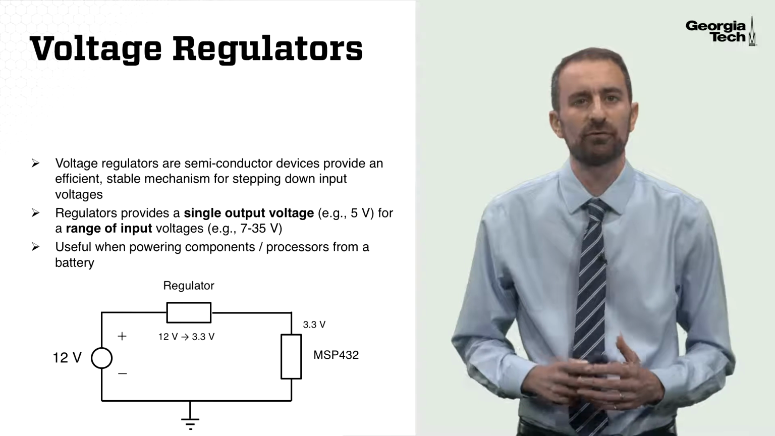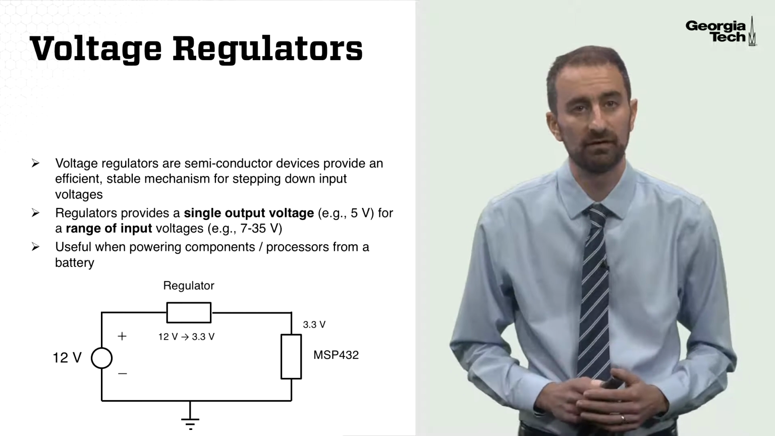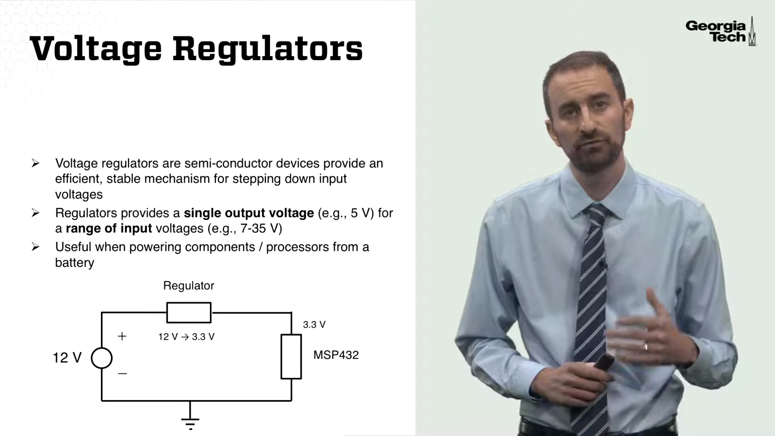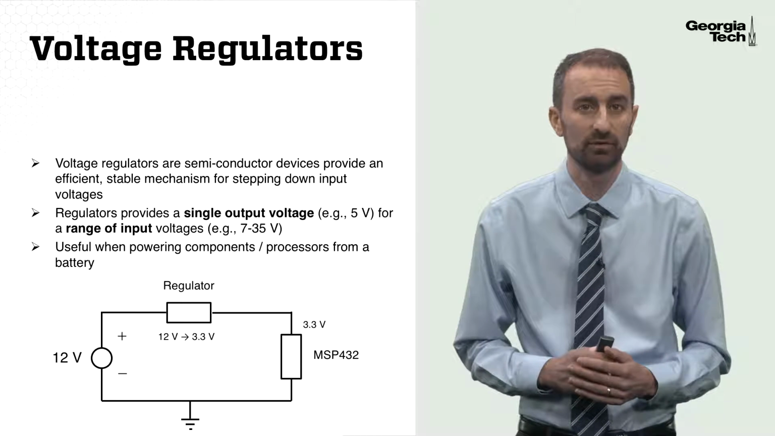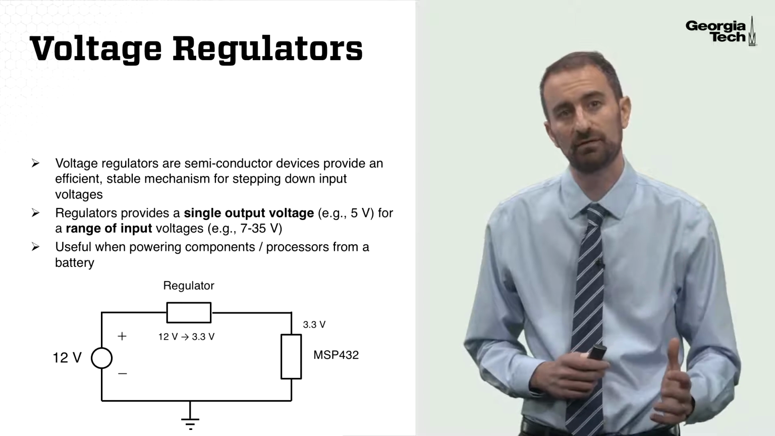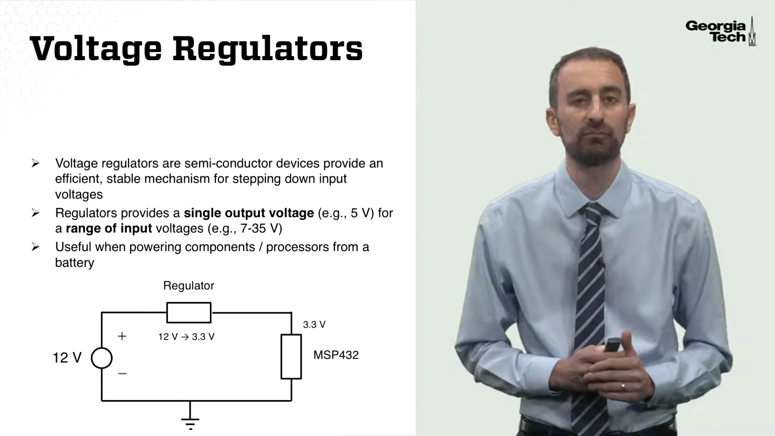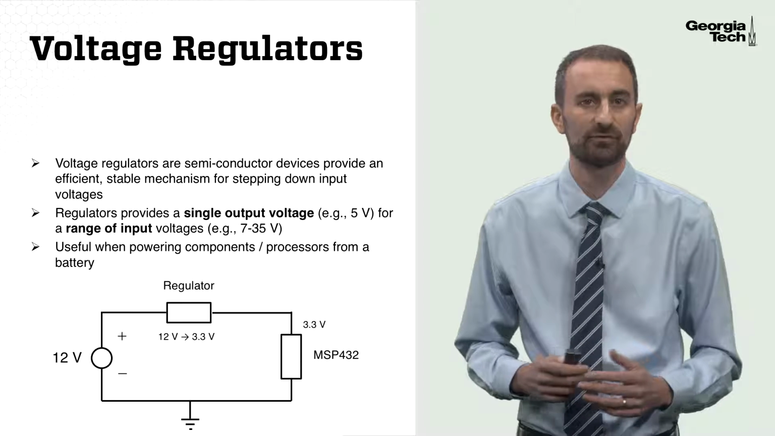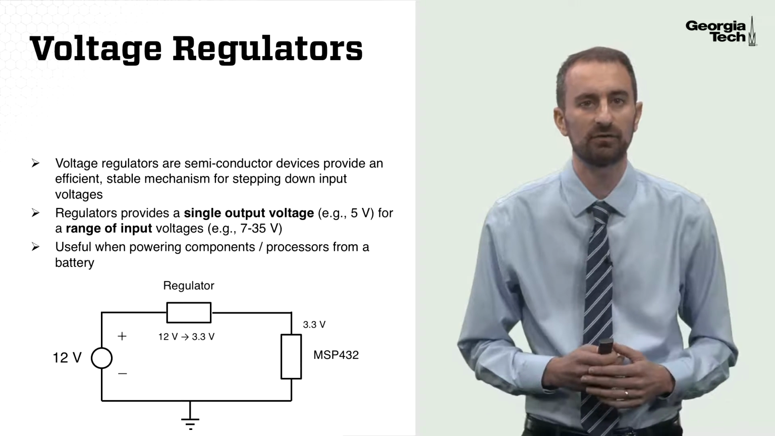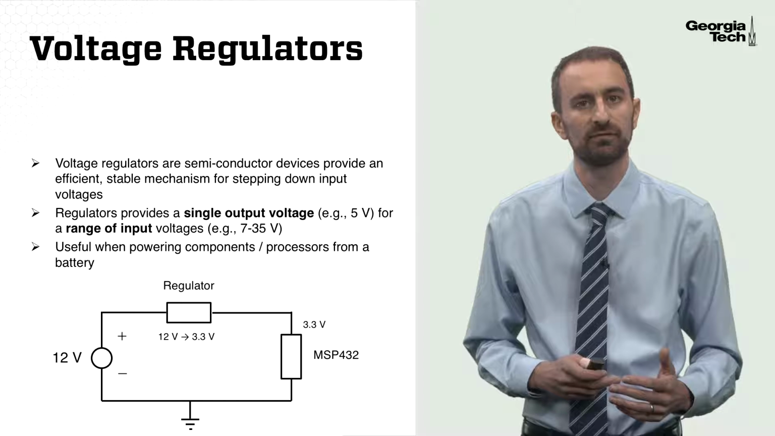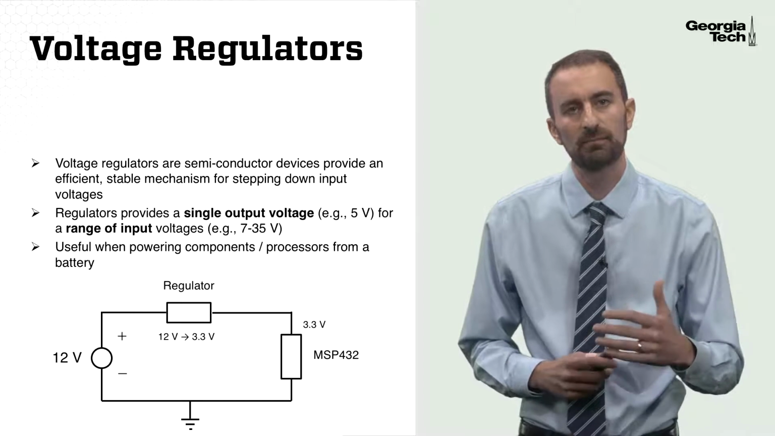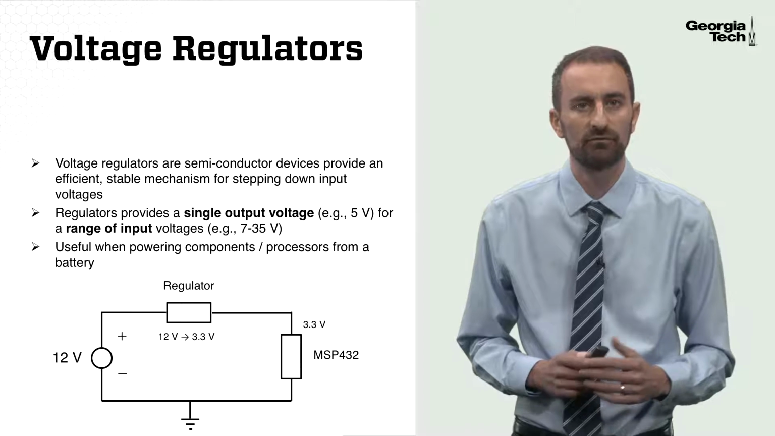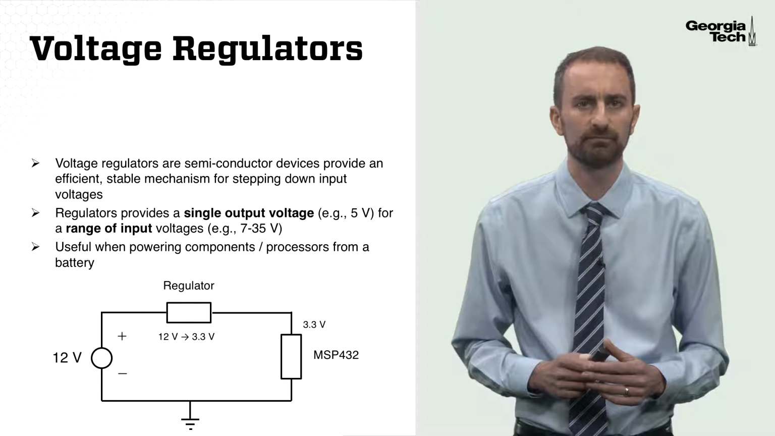We said never to power a load from a voltage divider. Instead, we want to use something called a voltage regulator. A voltage regulator can be used to power a load and is used to take larger voltages and turn them into smaller voltages. So a voltage regulator is a semiconductor device, and we'll talk more about semiconductor devices in the coming lessons. The nice thing about voltage regulators, they provide an efficient, stable mechanism for stepping down input voltages.